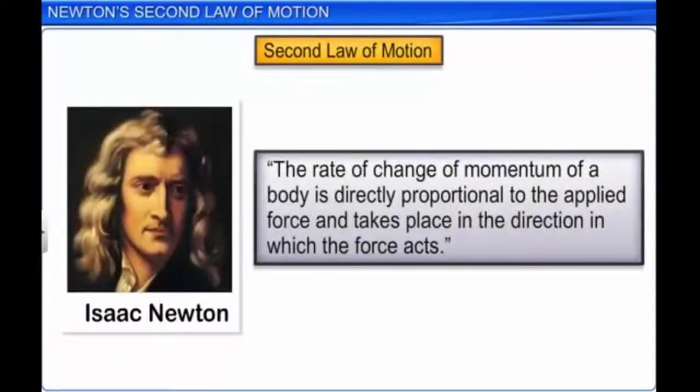Newton's second law of motion states that the rate of change of momentum of a body is directly proportional to the applied force and takes place in the direction in which the force acts.